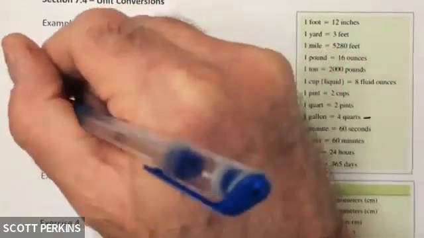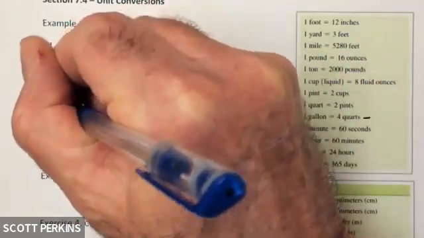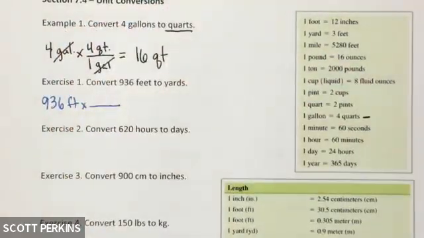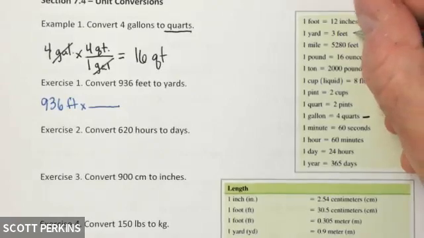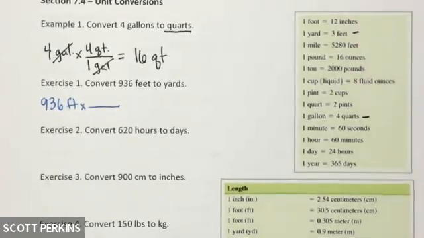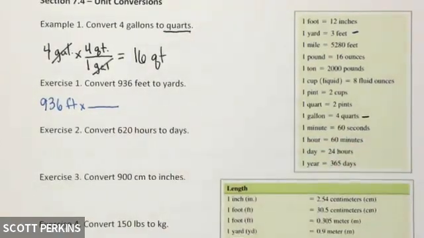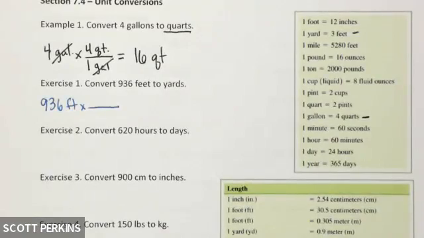So I start off here with 936 feet. I'm going to multiply by my unit ratio right here. So according to the table, what is the relationship between feet and yards? Yeah, and you probably knew that one, but if you didn't, it's right there on the table. 1 yard is 3 feet. Okay, so where am I going to put the feet in my fraction and where am I going to put the yards?